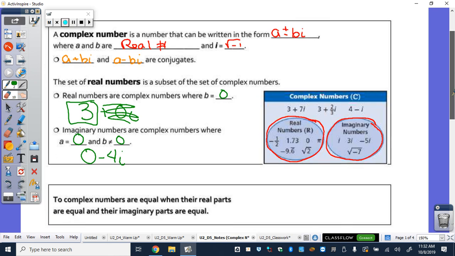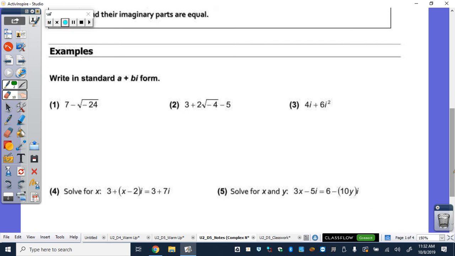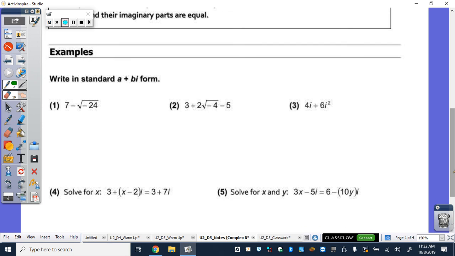So what we're going to be working with today is manipulating our complex numbers a little bit more. We're going to be adding them, subtracting them, a little multiplying, a little dividing.